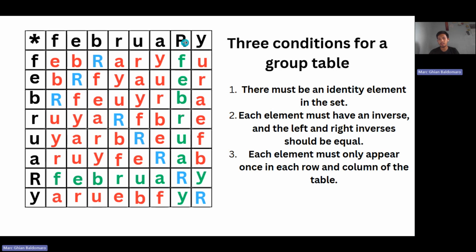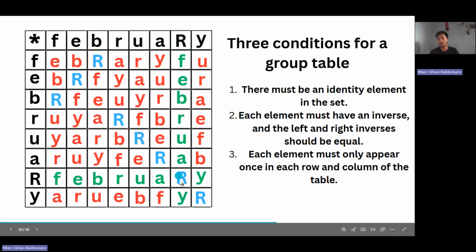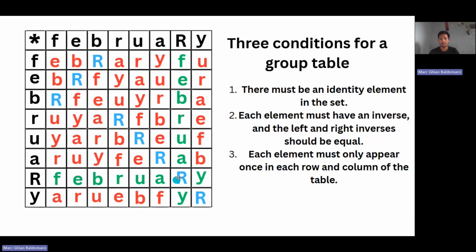So I color coded it green except here, but R star R is R. So that's the result, the identity element. As we can see, there is an identity element for each element, that is R. Next, each element must have an inverse and the left and right inverses should be equal.